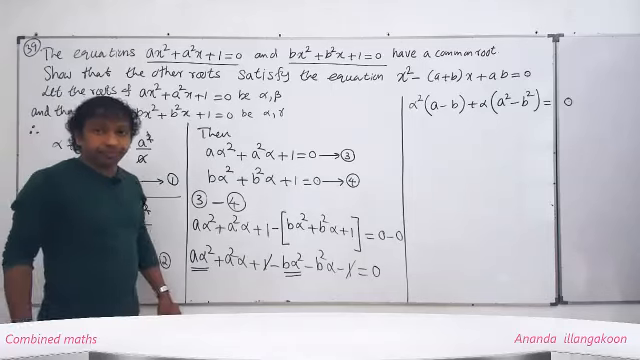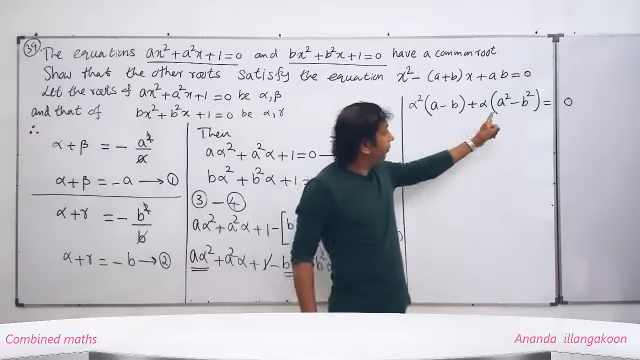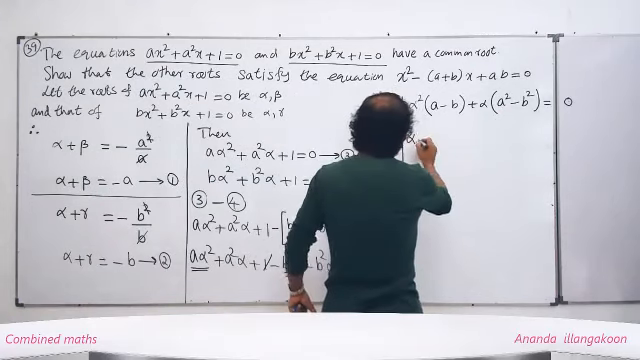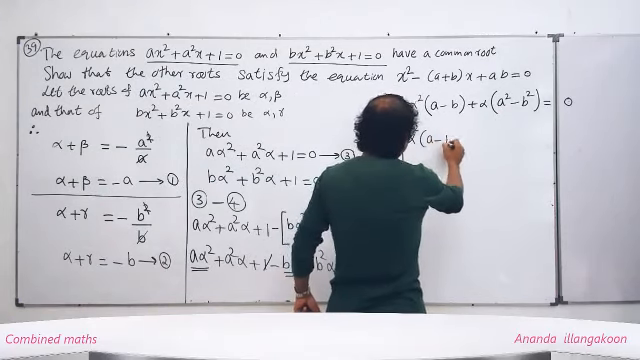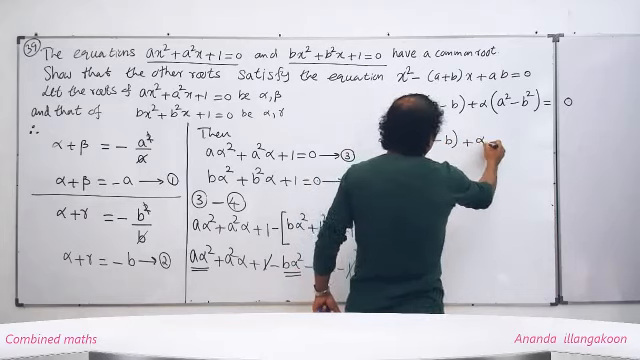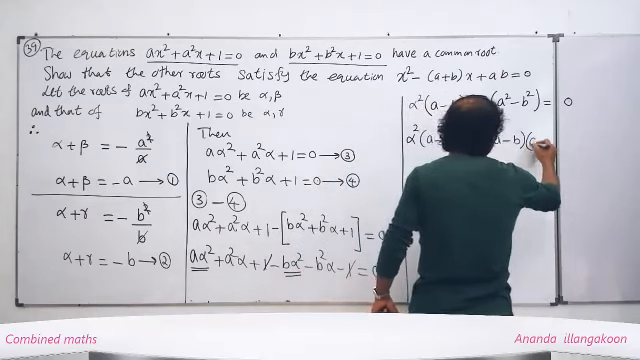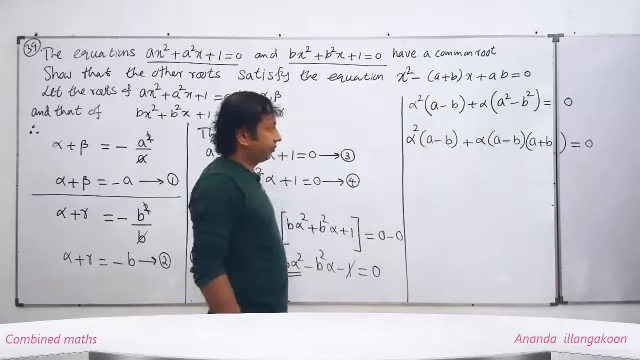You can see here, we have A squared minus B squared, you can factorize it. How? Consider that as a difference of 2 squares. What are the factors? A minus B into A plus B. So we get alpha squared times A minus B, alpha times A minus B into A plus B equals 0. This way I factorize that.